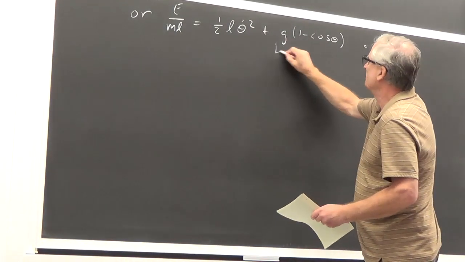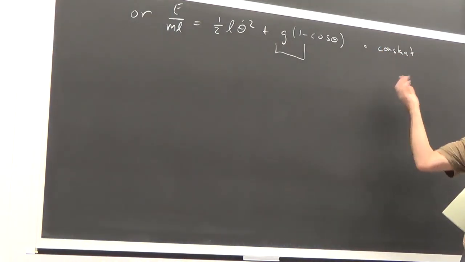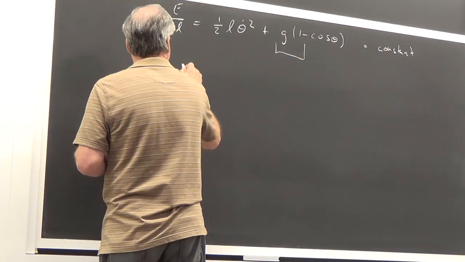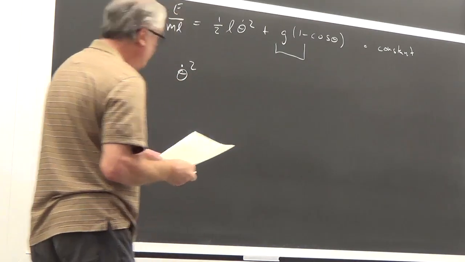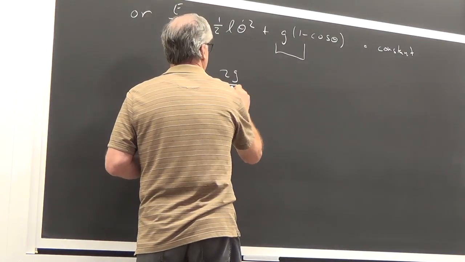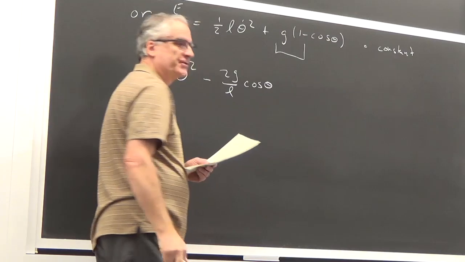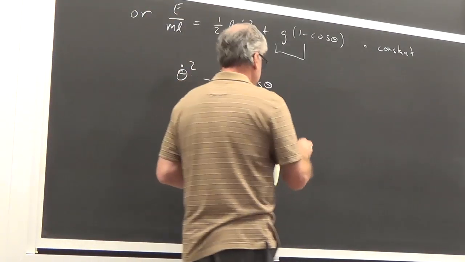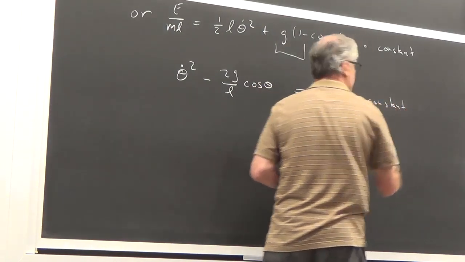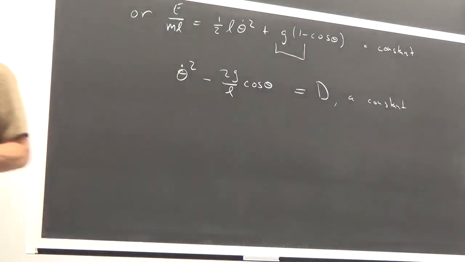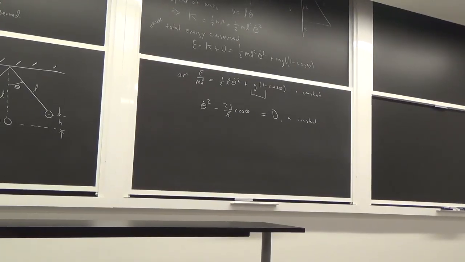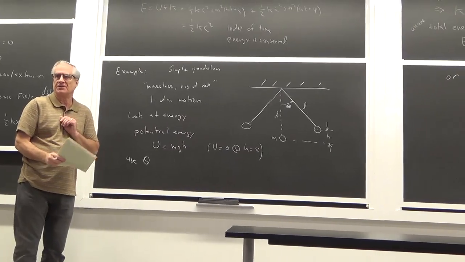Of course, this piece is already a constant, so I can absorb that into a constant. And so we get theta dot squared, multiplied by 2 over L, minus 2g over L cosine theta, is equal to some constant. Let me call that constant d, just arbitrarily naming my constant d. So we have a differential equation. All we need to do is solve this differential equation.